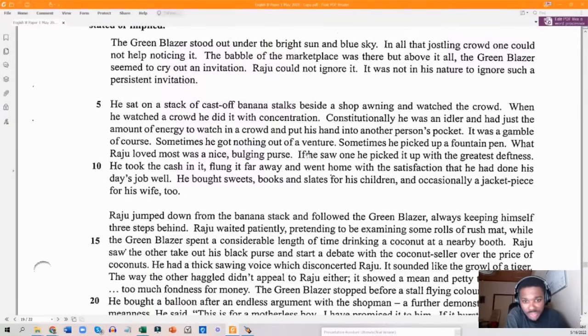It was a gamble, of course. Sometimes he got nothing out of a venture. Sometimes he picked up a fountain pen. What Raju loved most was a nice, bulging purse. If he saw one, he picked it up with the greatest deftness. He took the cash in it, flung it far away, and went home with the satisfaction that he had done his day's job well. He bought sweets, books, and slates for his children, and occasionally a jacket piece for his wife, too.